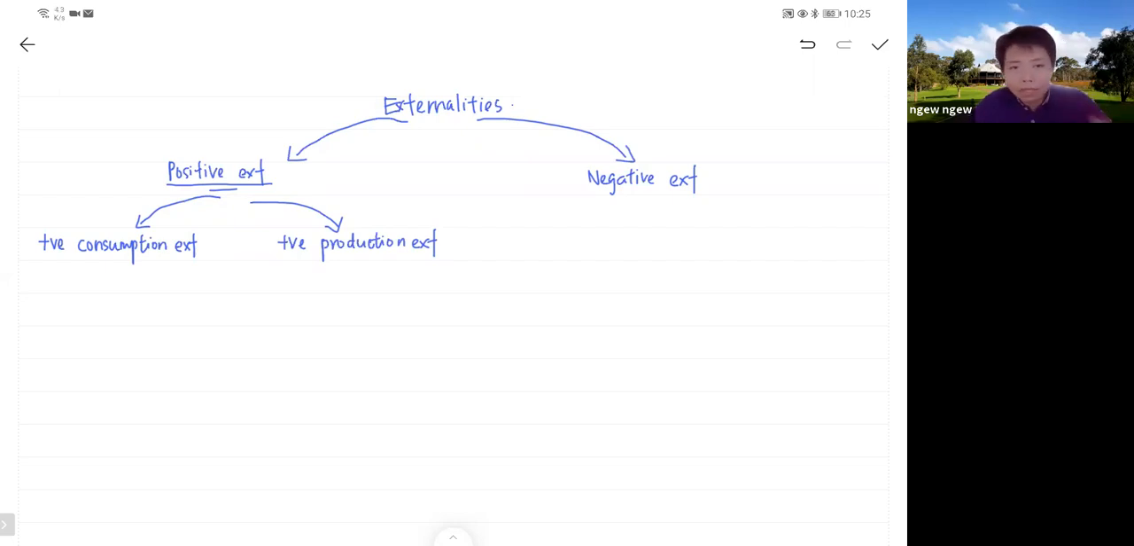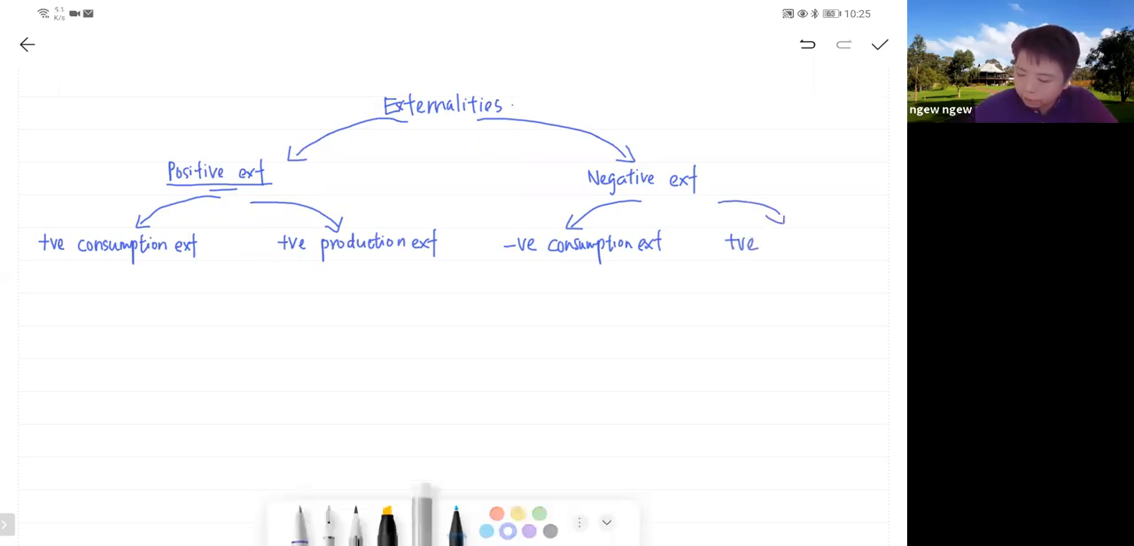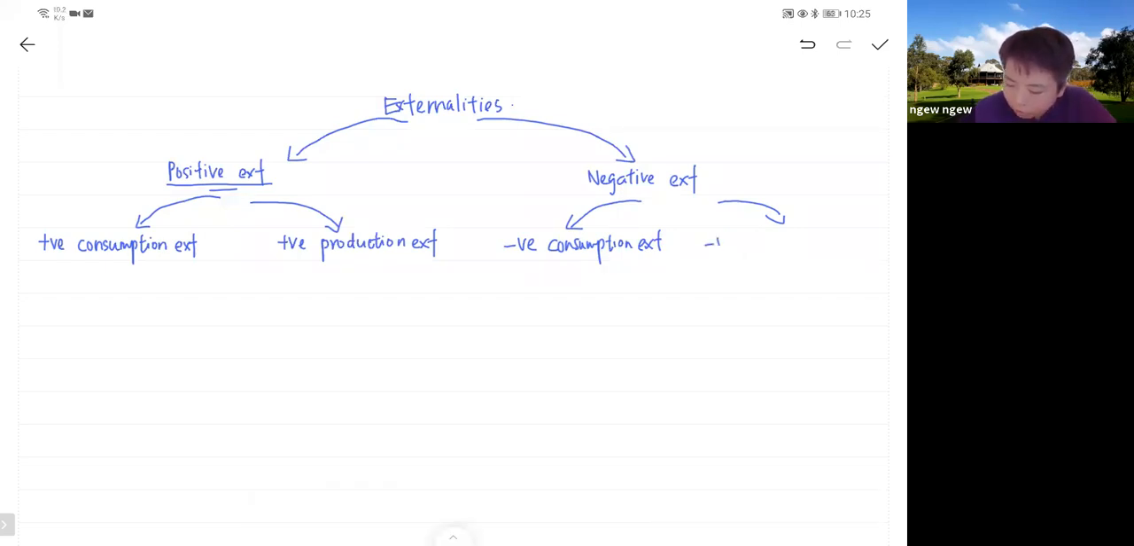Likewise, for negative externality, it can be caused by the producer and consumers as well. So if it is caused by the consumer, we call it negative consumption externality. If it is caused by the producer, we call it the positive, oops, sorry, it should be negative, because it is a negative externality. It's just that this time around it is the producer, so we call it negative production externality.